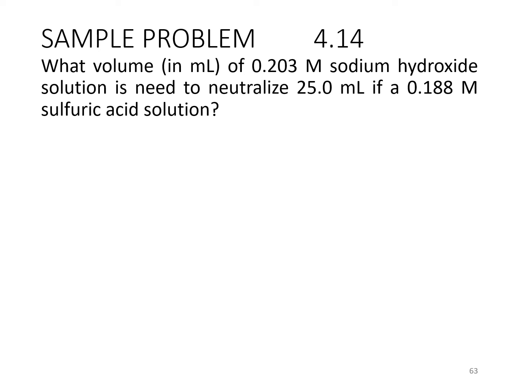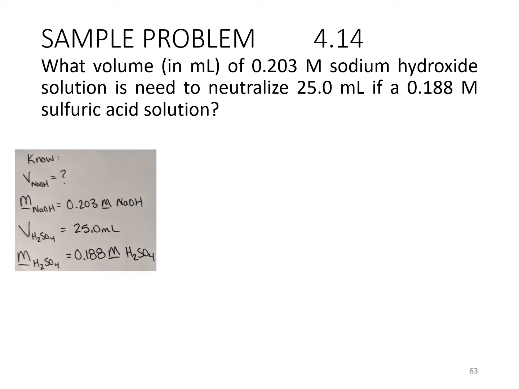Okay, so here we're going to write what we know. The volume of my sodium hydroxide is unknown. That's what we're aiming for. I have a molarity of my sodium hydroxide. I have a volume of my sulfuric acid. Recall that sulfuric acid was H2SO4, and I have the molarity of that sulfuric acid. So I have all of these things ready to go. I think you can see we have two molarities and one volume, with one volume unknown. So we can just use M1V1 equals M2V2, right?